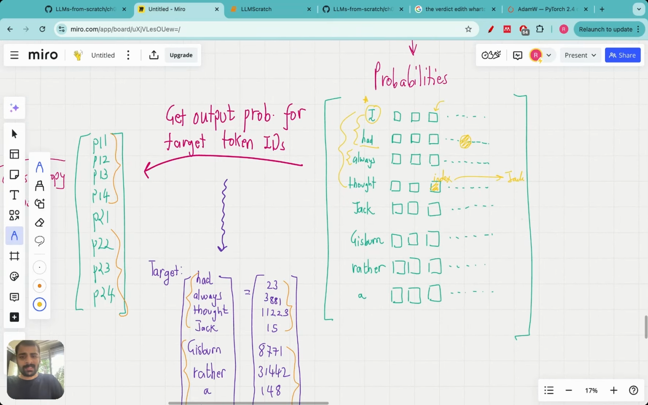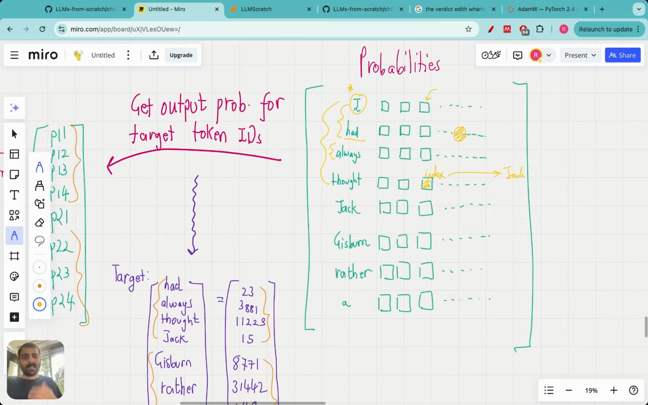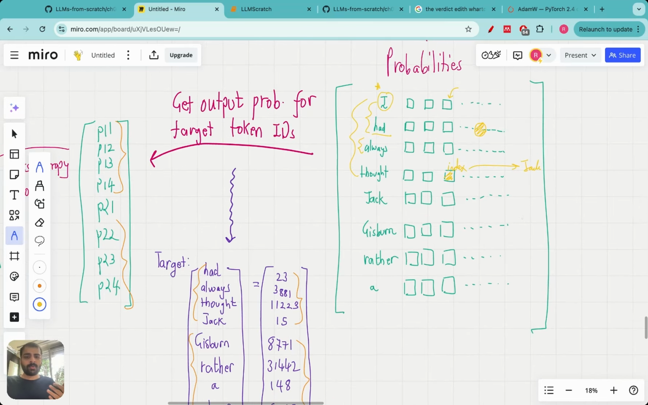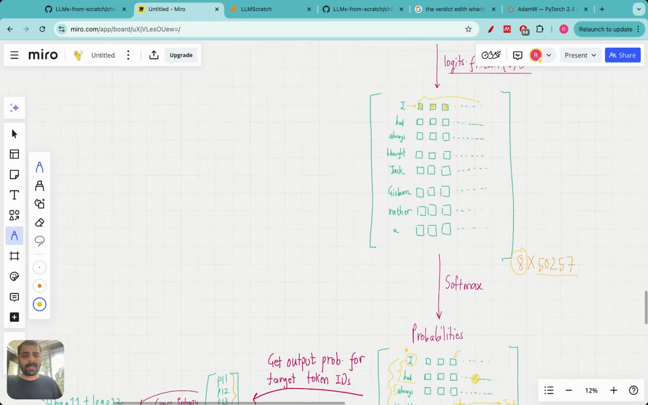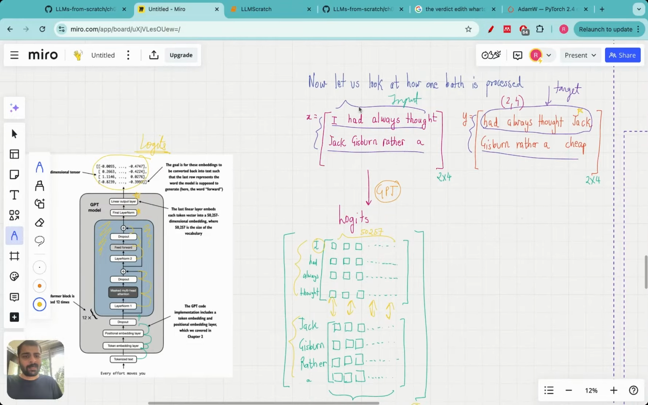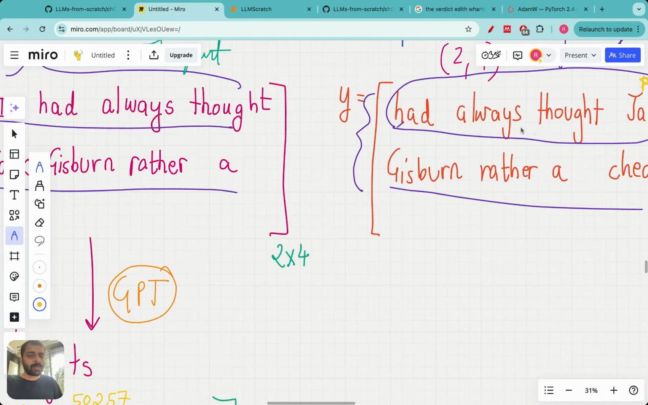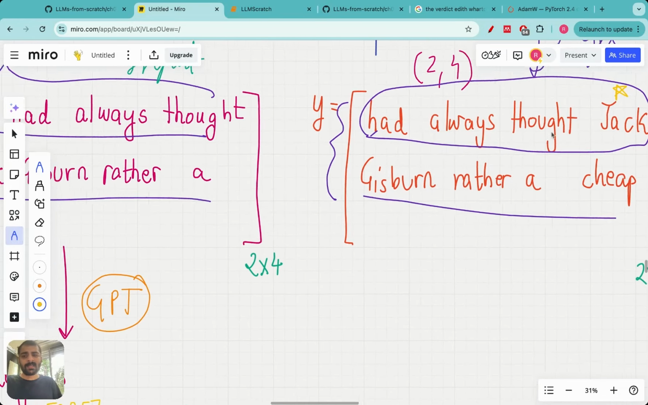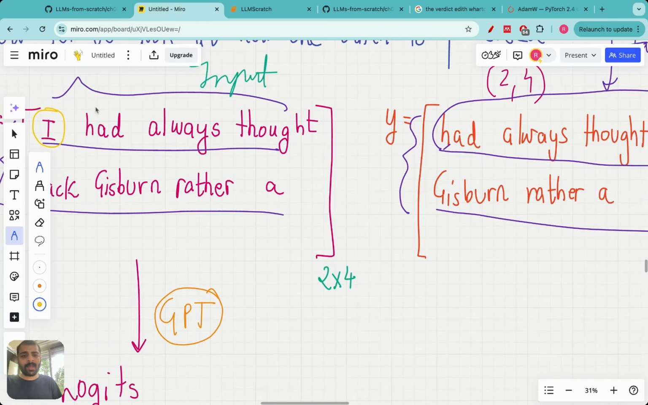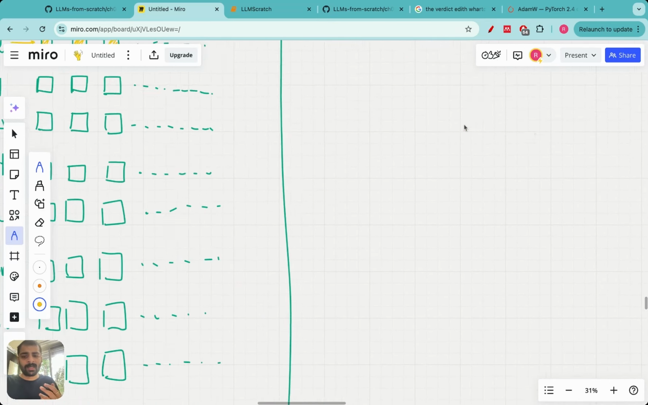Now, initially, when we get this tensor of probabilities, the LLM is not trained, right? So what we will do is that we know the target values. We know the target which we want, and we know the token indexes of this target. So for example, for "I" as the input, "had" is the output, and that has a certain token index.